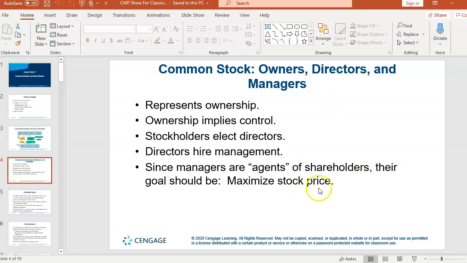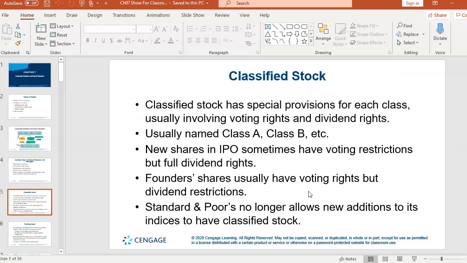Okay, so it says here, as agents of shareholders, the goal should be to maximize stock price. That's always the goal. It's always best if you can think of the main theme of a particular class, and it's very simple for this class: learning the ways that companies can make themselves more profitable, to make them worth more. So to increase stock price, maximize value. That's really what we're focusing on here.